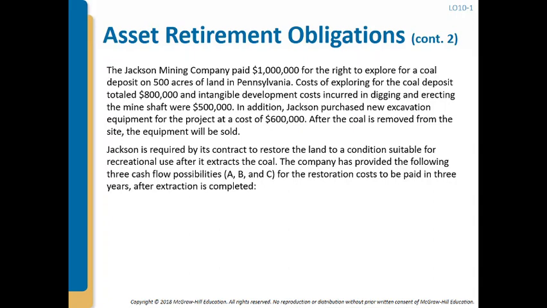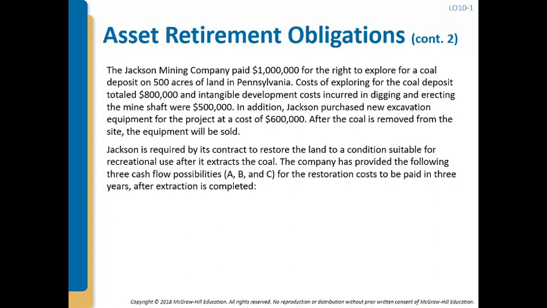Now, any assets acquired that are separate from the land in this case and can be disposed of after its use, you capitalize those separately. And so here the $600,000 of excavation equipment, because it can be sold separately after its use, is capitalized just like any other property, plant, and equipment and depreciated over its useful life. And so the other 2.3 million is really what we're looking at.